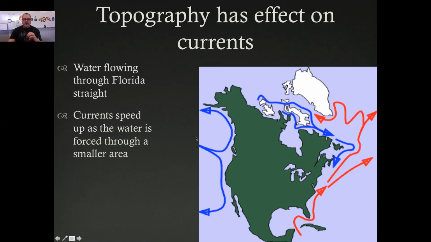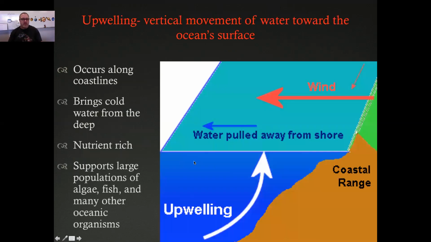As the water gets forced through these areas, right? So think about this. We have water pushing on water, and it's going to force it through those areas. And so when you get to areas between islands or land masses, the water is going to start to flow faster. So you're going to have an increase in the speed of the current in those areas.